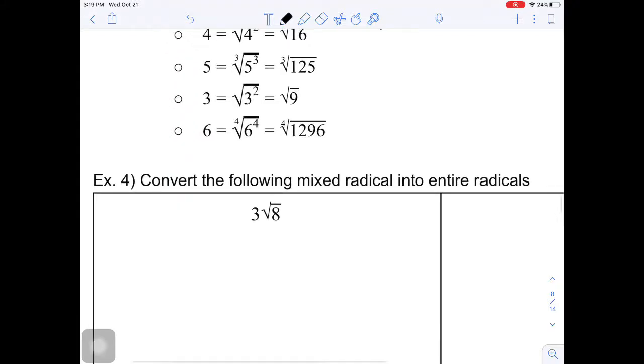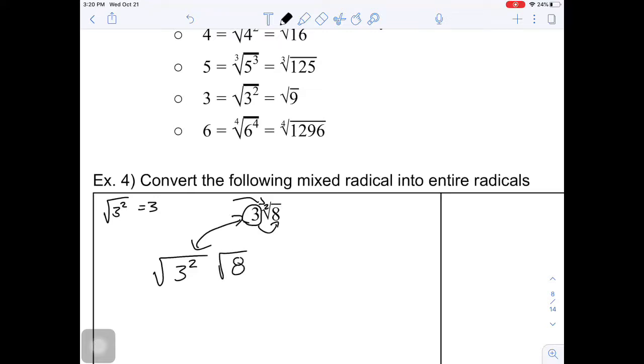So let's look here. Right here, you're talking about an index of 2, right? 3 square root 2. In order for me to bring this inside, I need to represent it as a radical. So this will be the square root of 3 squared, because remember, the square root of 3 squared simply equals 3. So there I've represented it as a radical, multiplied by the square root of 8.